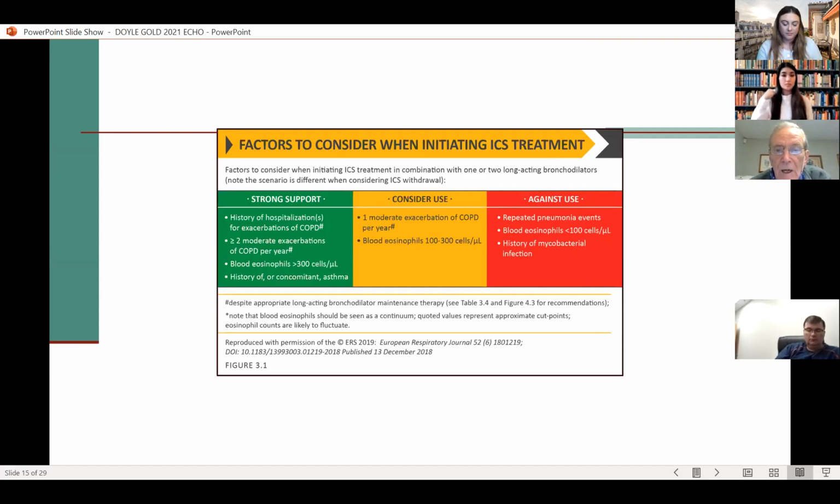One of the reasons for being careful about this, if you look in the red column, is that inhaled corticosteroids are associated with increased pneumonia events in people with severe COPD. So that's a reason to use them thoughtfully and selectively, and not as your knee-jerk next inhaler in people who need more than an albuterol inhaler. Next slide.